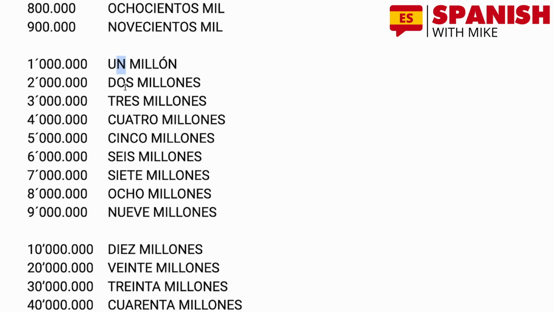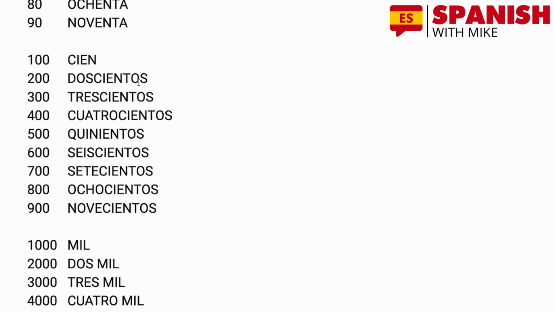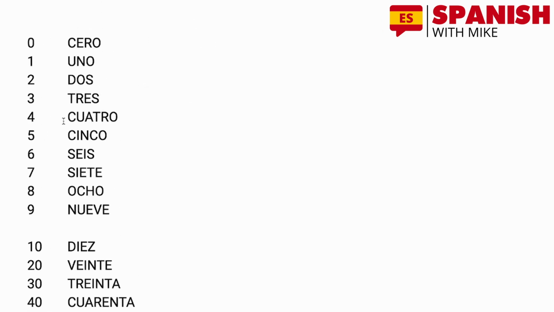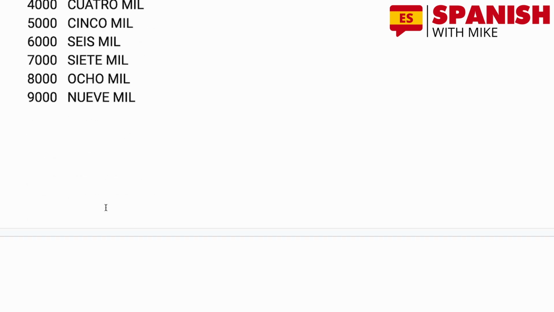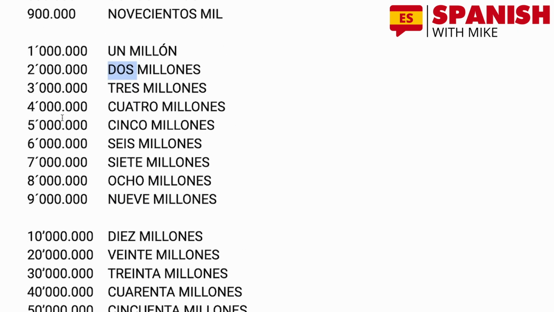But for the other millions, we do have the number, the unit that we used before, 2, 3, 4, 5, 6, 7, 8, 9, plus the word million. So we have 2 million, 2 millones, 3 million, 3 millones, 4 million, 4 millones, 5 million, 5 millones. It's pretty much the same in English. The only difference is a million would be a million, not one million, not uno millón, but un millón. 6 millones, 7 millones, 8 millones, 9 millones.